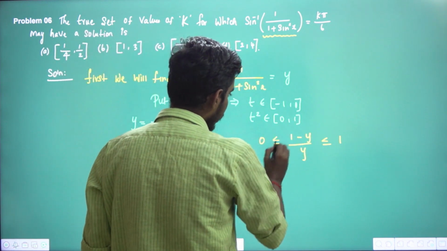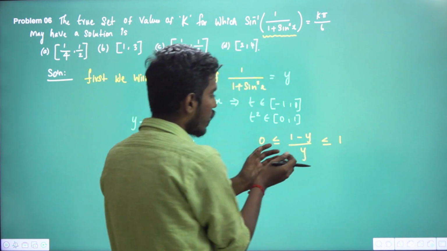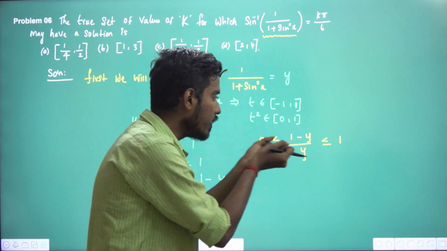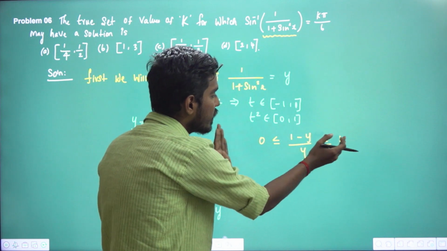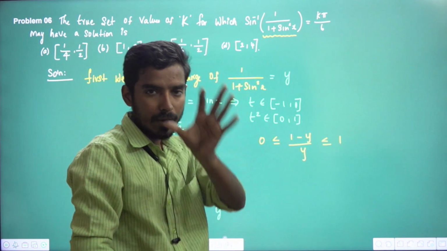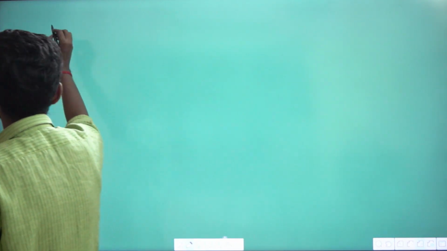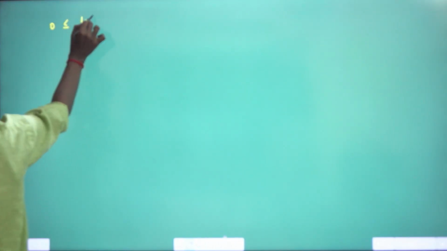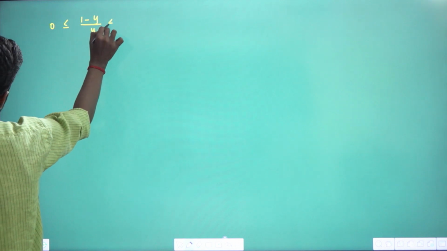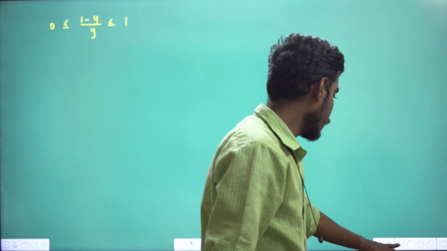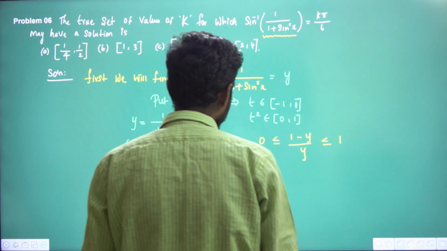So how to find this? You find all y. We need to substitute y, and when we substitute y, the value should lie from 0 to 1. So you find all such y. How to find y? Very easy, using the wavy curve method. So 0 is less than or equal to 1 minus y by y is less than or equal to 1. So you need to find all y such that 1 minus y by y lies between 0 and 1.